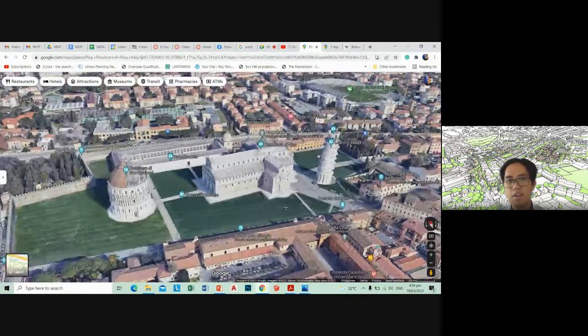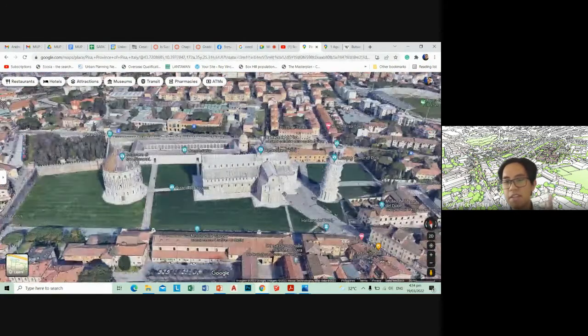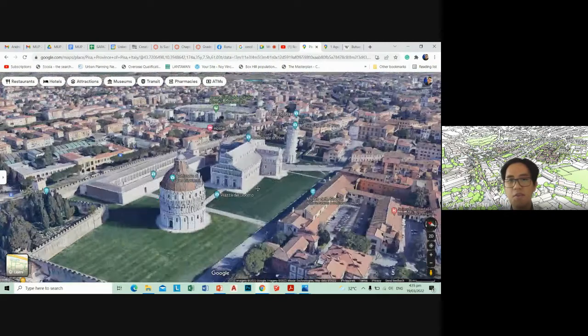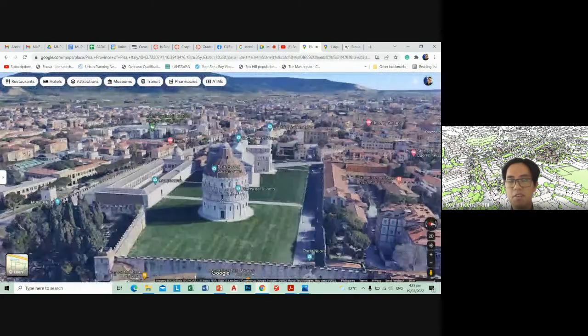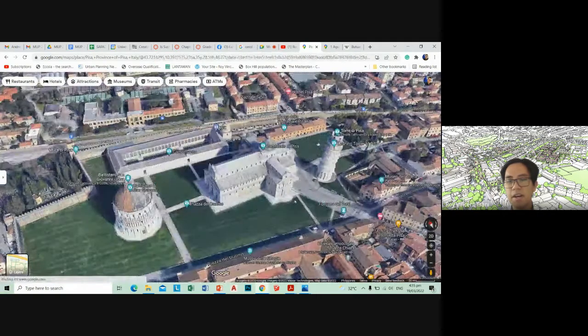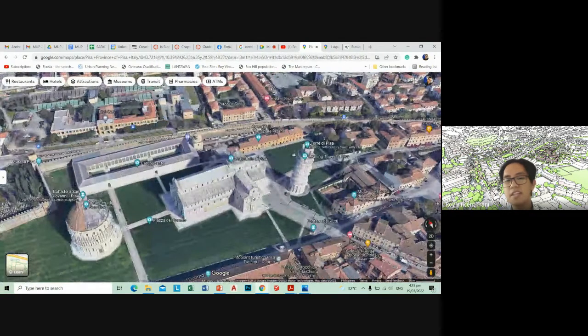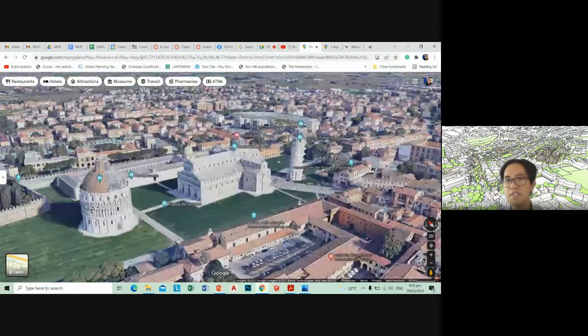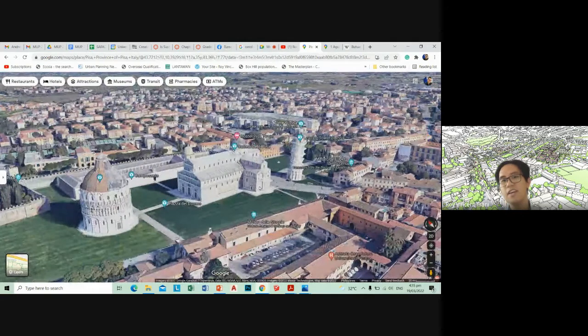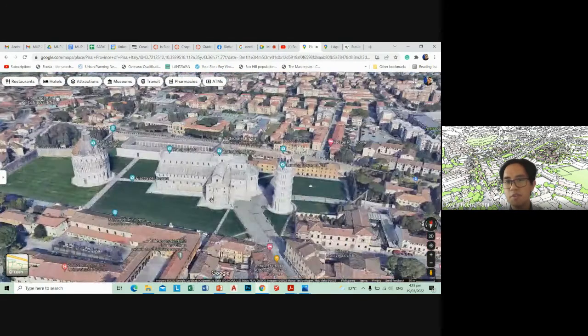Some of my students argue whether it's the baptistry, the church, or the leaning tower, but each of them has very specific qualities that could make it the dominating one, and they all work together. For me, I would argue that the baptistry is the unifying element of this composition, but I would still agree if students say it's the cathedral because it's basically the biggest thing, or the leaning tower, because it's the tallest thing. So one defining dominating characteristic helps unify these almost random groups of buildings.